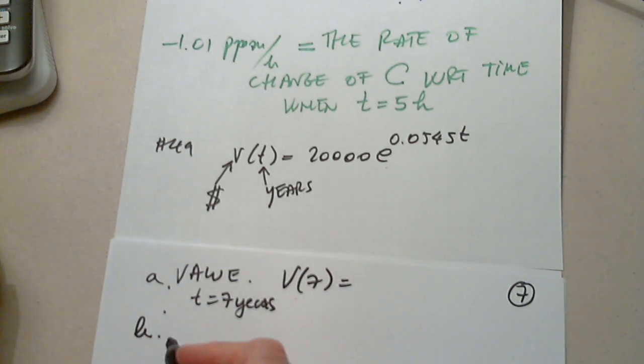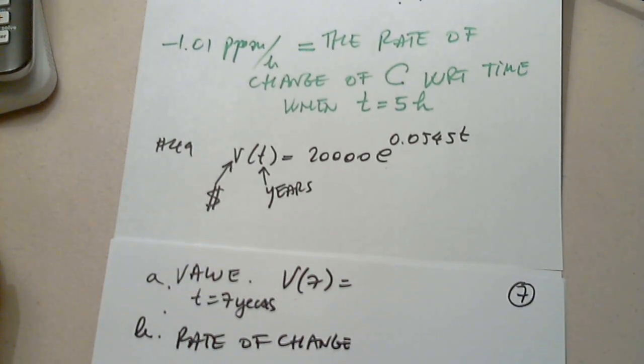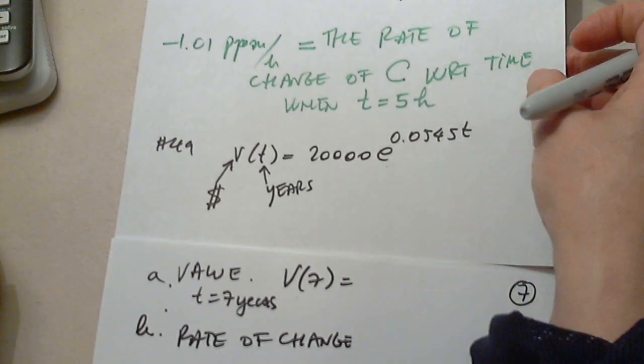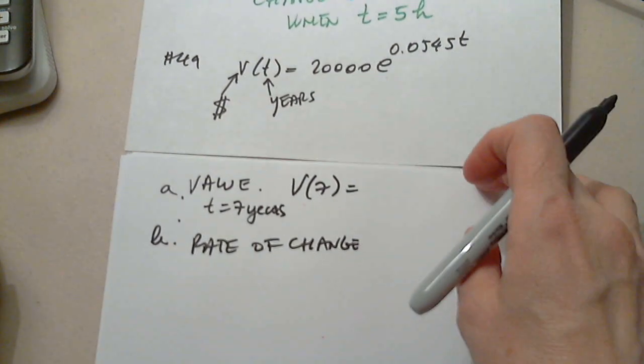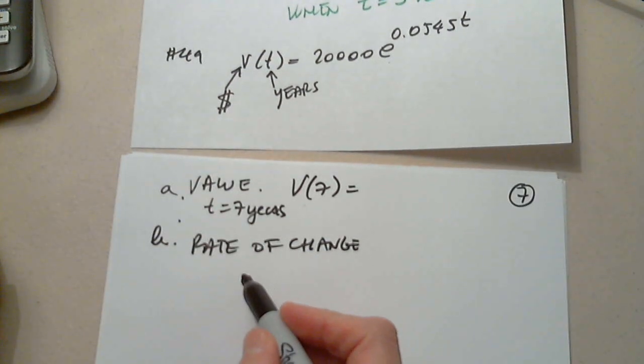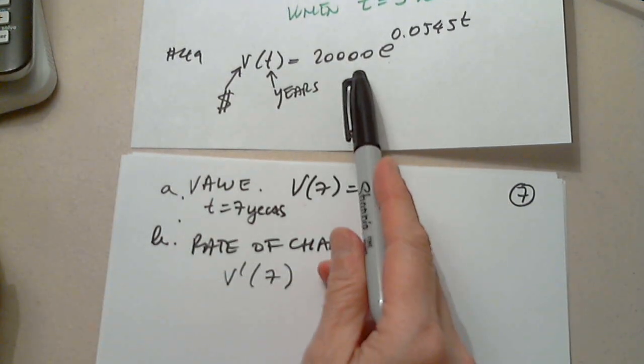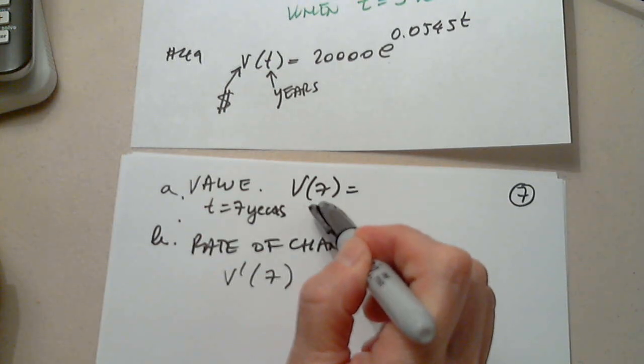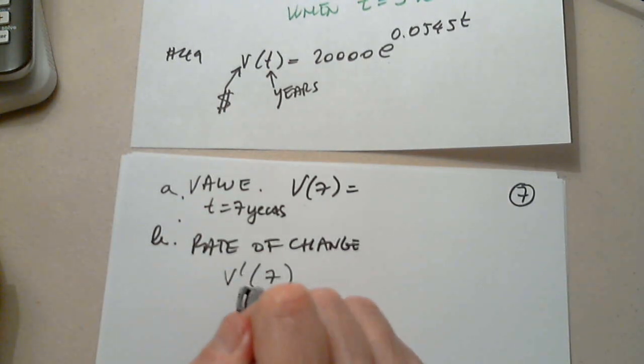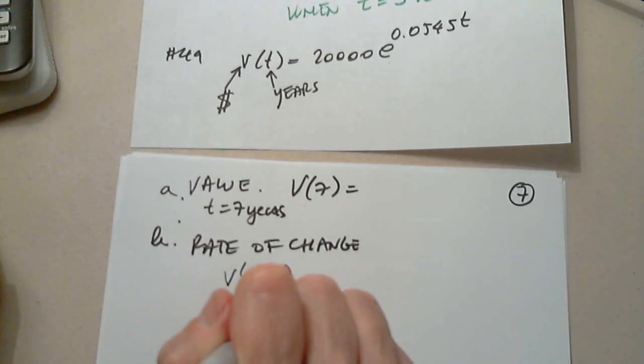When I'm asked to find the rate of change after 7 years, what am I asked to find? V prime of 7. Thank you very much. Thank you, Sammy. Great. That's it. I'm going to punch in the function to get V of 7. Then I have to find V prime of t and then plug in 7.